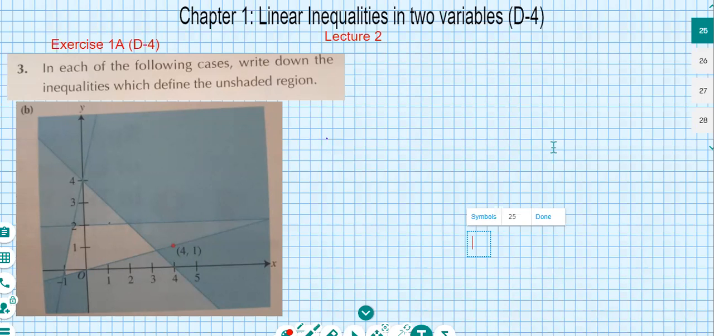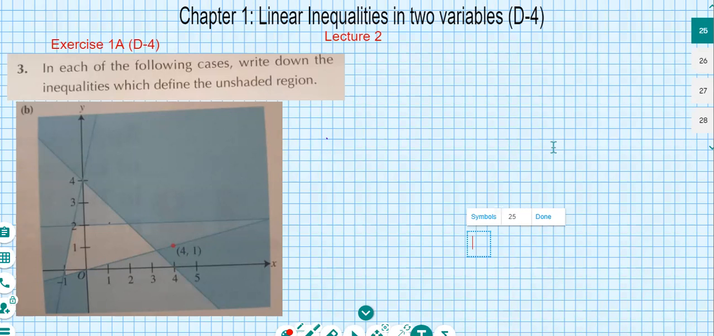So in this lecture we will be studying about solving linear inequalities graphically, or shading the region defined by linear inequalities on your graph paper. So, exercise 1A of your D-4 book, question number 3. In each of the following cases, write down the inequalities which define the unshaded region.